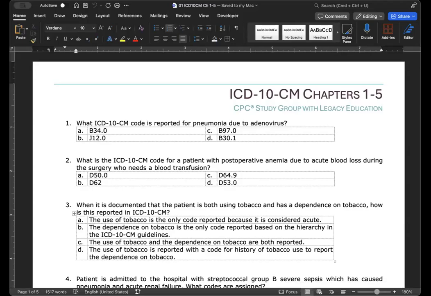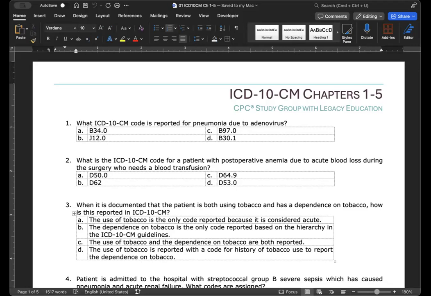All right. So, ICD-10-CM chapters 1 through 5. We're not doing all of ICD-10 tonight, just the first quarter of it. Question number 1: What ICD-10-CM code is reported for pneumonia due to adenovirus?